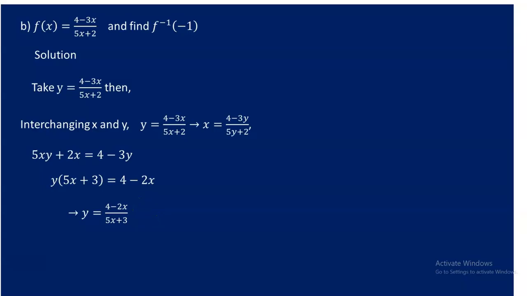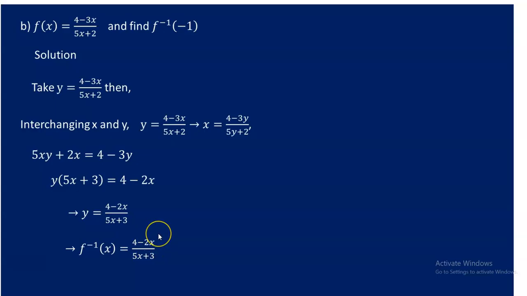Now the remaining task is to put f inverse of x in place of y. That's all. As we put f inverse of x in place of y, we have this. The next task is to see what is going to happen at minus 1. So substitute minus 1 in place of x. What's going to happen, guys? When you put minus 1 here in place of x, minus 2 times minus 1 is positive 2. Yes? So 4 plus 2 comes, which is what?